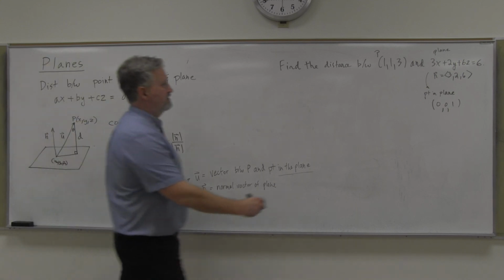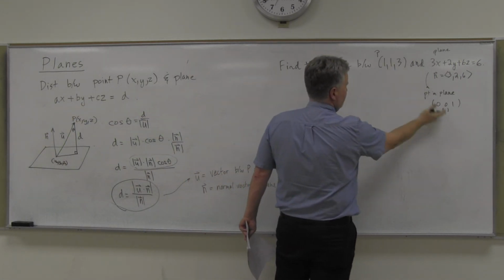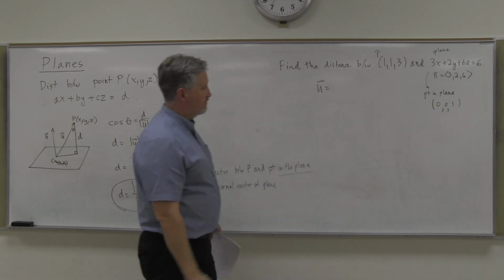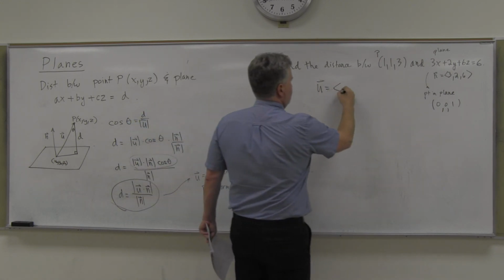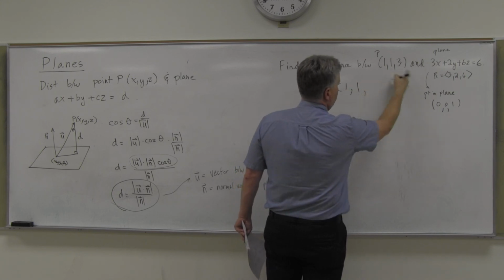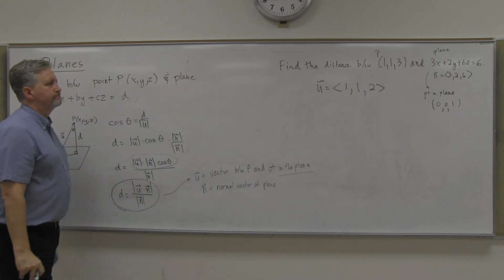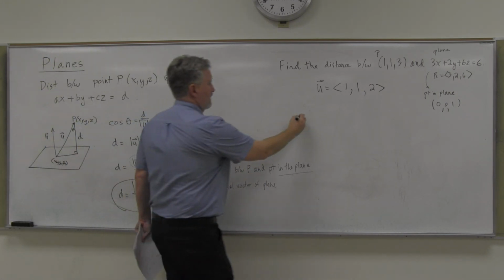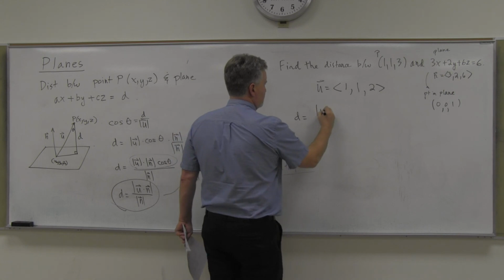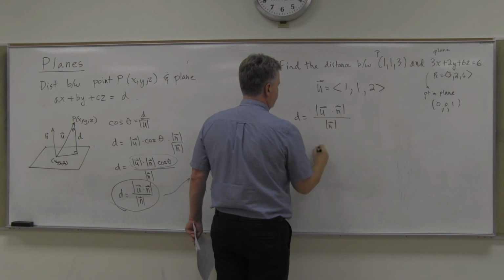So that would make vector u, the vector connecting point P and the point in the plane. What would that be? 1 minus 0 is 1, 1 minus 0 is 1, 3 minus 1 is 2. So vector u would be 1, 1, 2. So we got our distance. The distance then is the absolute value of u dot n divided by the magnitude of n.